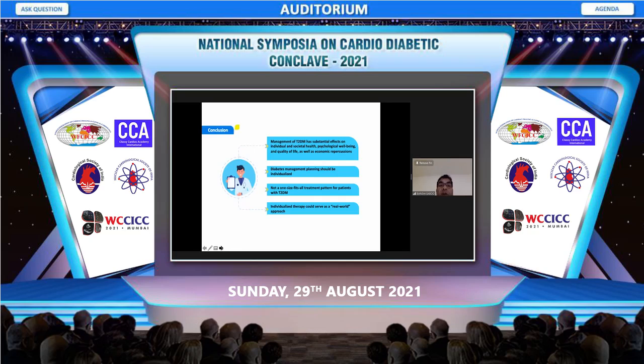So to conclude my talk, management of type 2 diabetes has a substantial effect on individual and societal health, psychological well-being and quality of life, as well as economic repercussions. Diabetic management planning should be individualized, not a one-size-fits-all treatment pattern for diabetic patients, and individualized therapy could serve as a real-world approach.